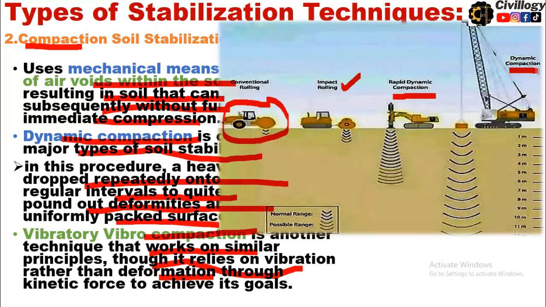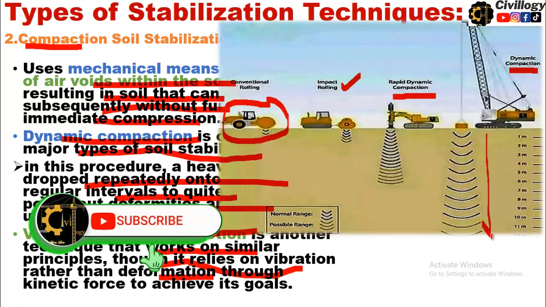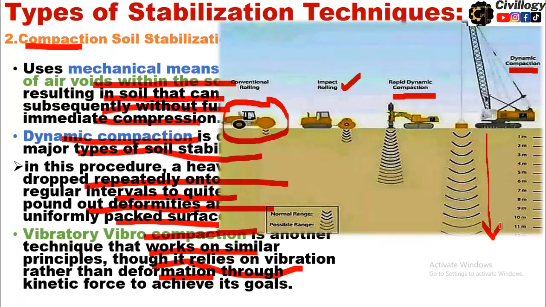In the compaction stabilization technique of dynamic compaction, as we discussed, a heavy weight is dropped freely onto the surface of the ground, which compacts the earth surface. As you can see over here, as we go down, this is the possible range of this load. If we increase the load, the range will also increase. So it compacts and consolidates the soil up to a certain depth, and the weight is dropped from a certain height to achieve compaction up to a certain depth.